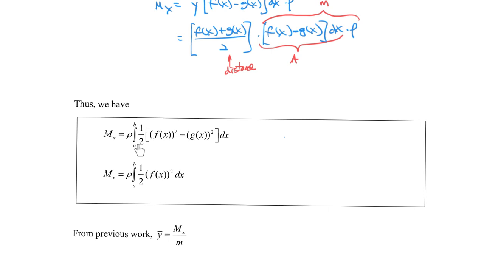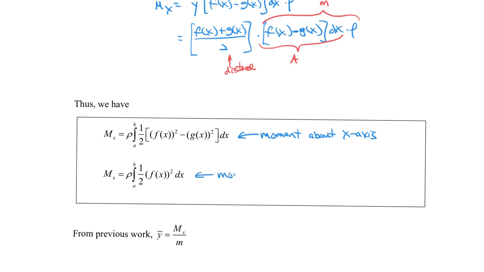We got the 1/2 here, which a lot of times you just pull out in front of the integral sign. We've got the rho here. When these two multiply together, we get f of x squared minus g of x squared. And then, of course, we got the dx. So this is the moment about the x-axis. And then once again, we're going to simplify this.